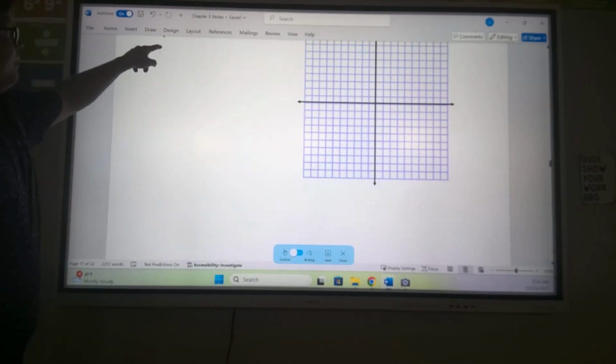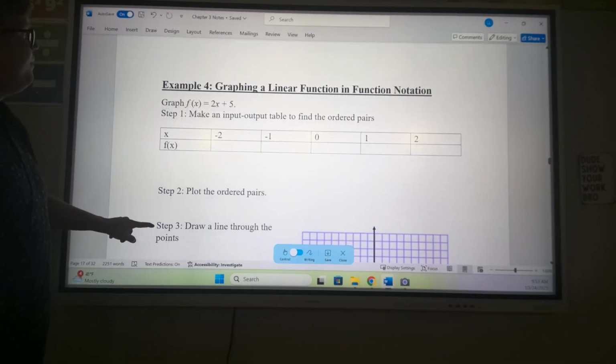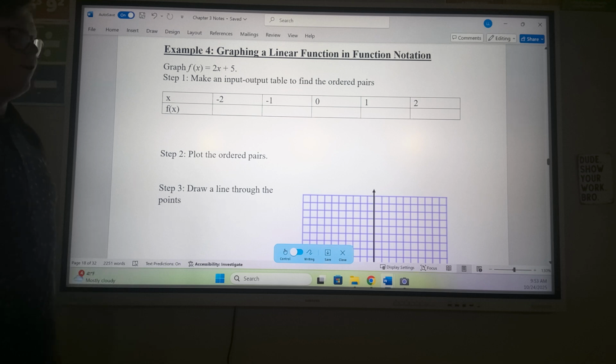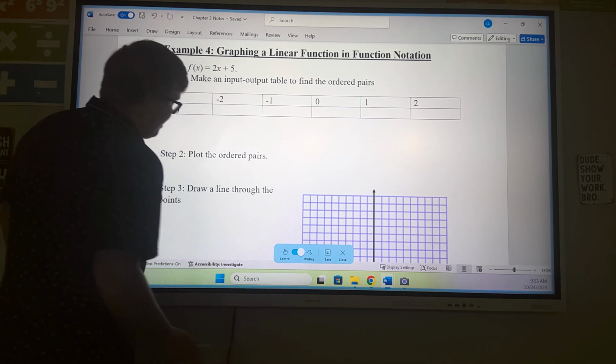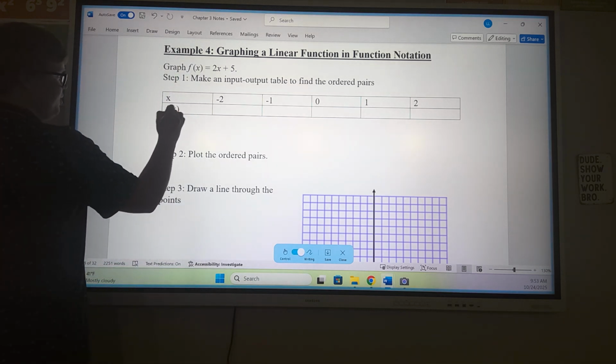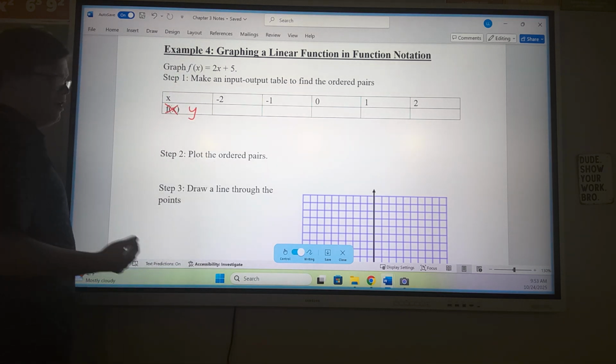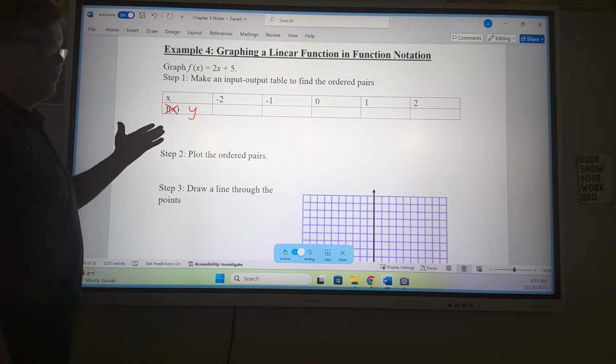So we're going to move on to graphing a linear function in function notation. So we've talked a lot about graphing, and I mean a lot about graphing. Now, yesterday I talked about how the f of x is just y. So we're just going to assume that it's y, and it's our y-axis.